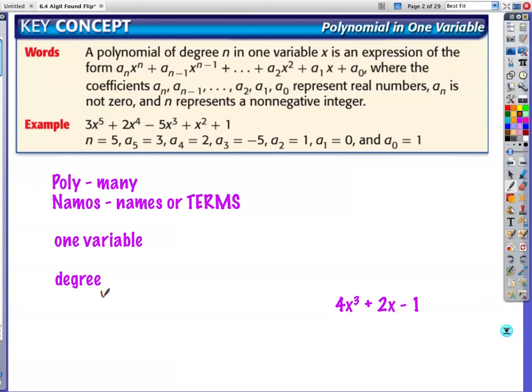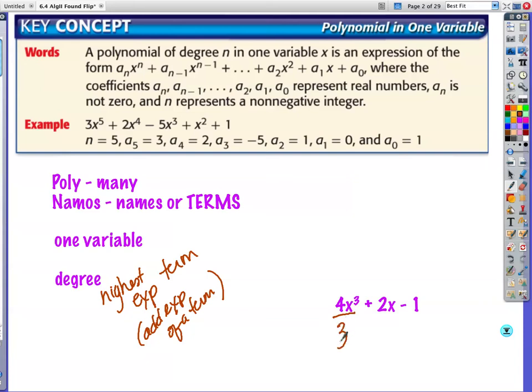Degree, you're looking at your highest exponent. Please recall, you have to add your exponents of a term to get the degree of the term. And then it's the term that has the highest degree. So the degree of this term is 3. The degree of this one is 1. The degree of this one is 0. So which one wins? 3. So the degree of the polynomial is 3.